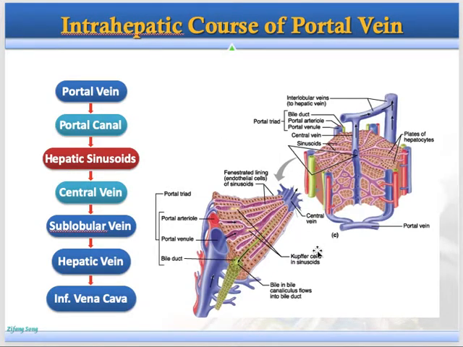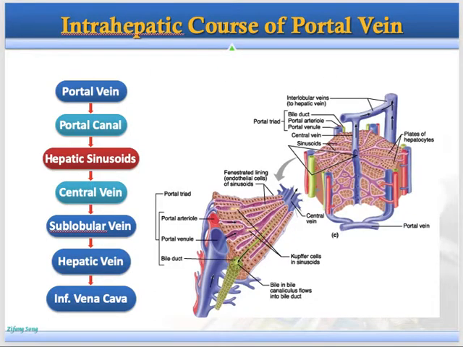So you can say this is one segment, or a functional unit, of the liver. The blood from the portal vein goes to these hepatic sinusoids and ultimately reaches the central vein, and the central vein collects the blood and sends it to the bigger veins like the hepatic veins, which join together. If you remember, there are three hepatic veins which join together and form the inferior vena cava, right?